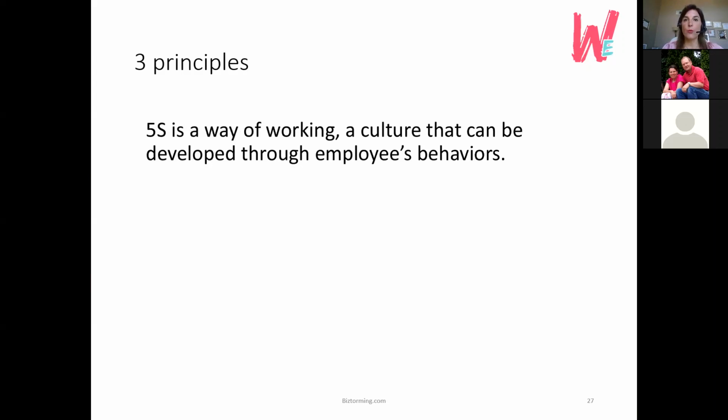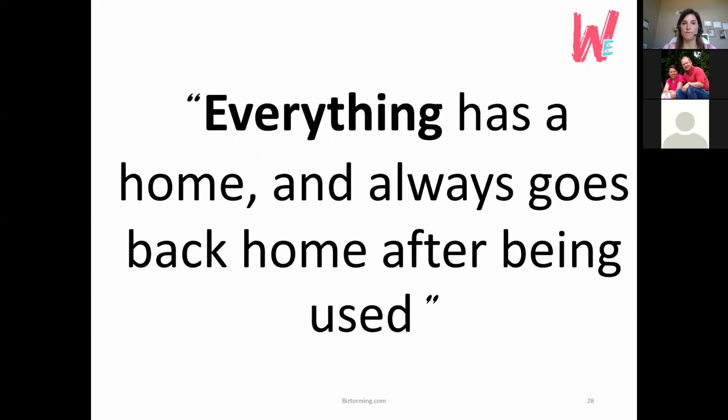So I want to share with you, before I start with the five steps, the three principles that you will learn to see what is 5S and what is not. So the first one is everything has a home and always goes back home after being used.